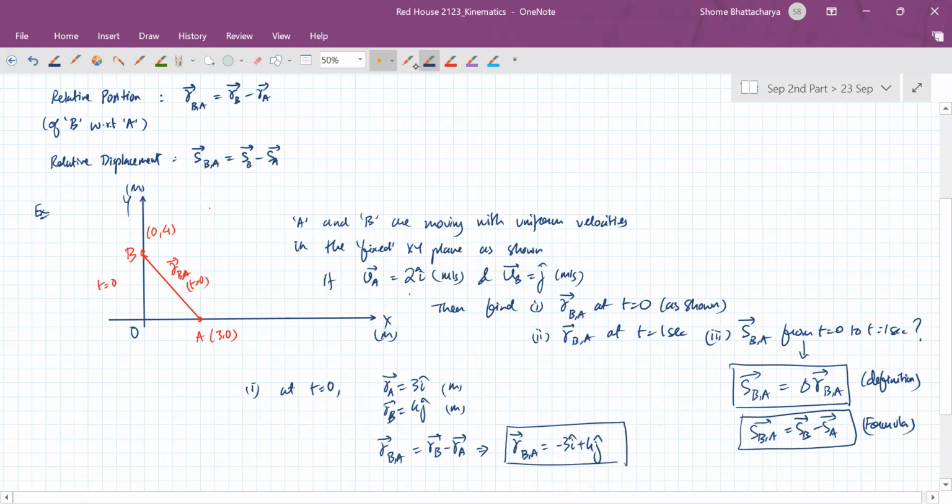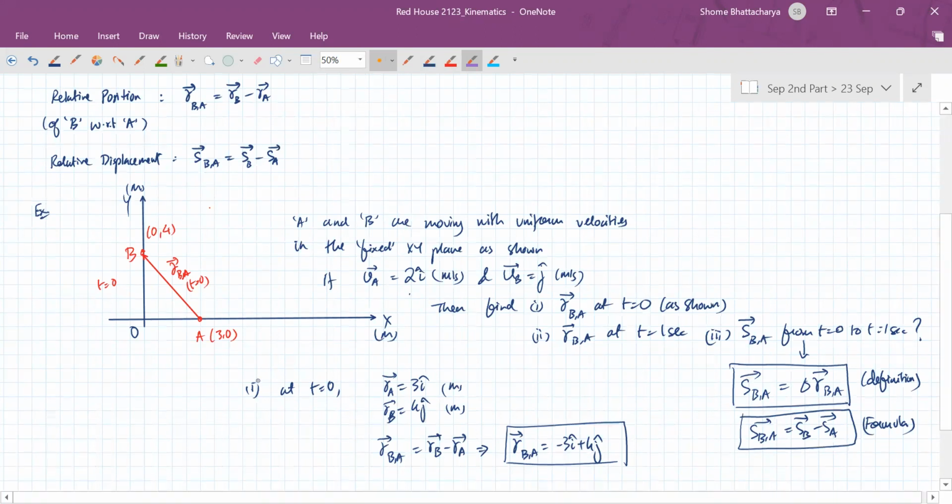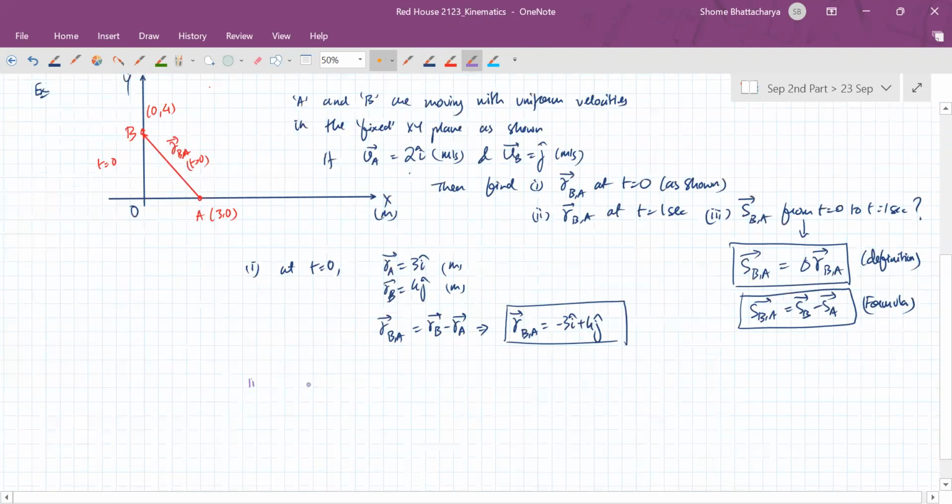Now the next thing which is important: A's displacement in 1 second is going to be how much? Velocity into time. So for the second part, displacement of A is going to be velocity of A into time.